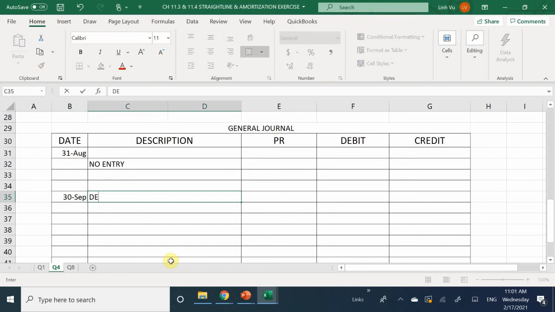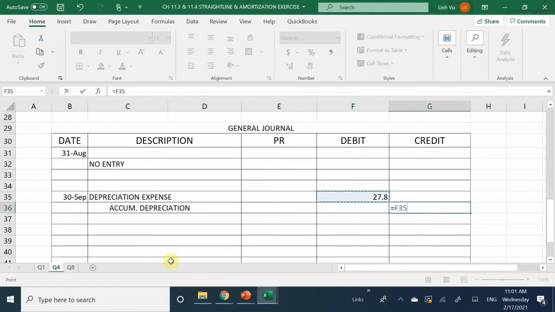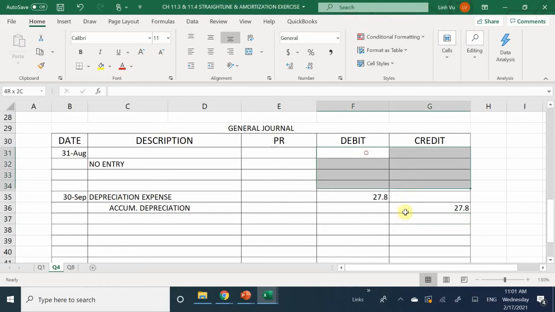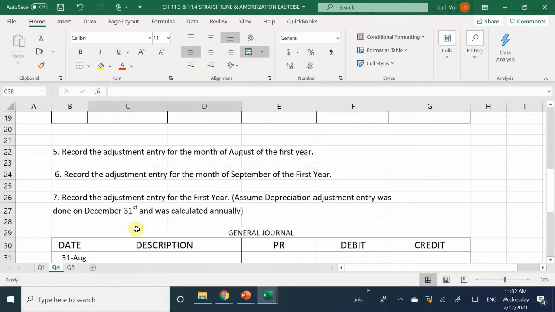So what is my depreciation going to be for the month of September? 27.80. So depreciation expense, and accumulated depreciation, for $27.80. All right, let me go ahead and put this in terms of dollar value. Actually, I don't like that. I like comma style. Okay, so now that we have that, let's go ahead and answer question number 7.